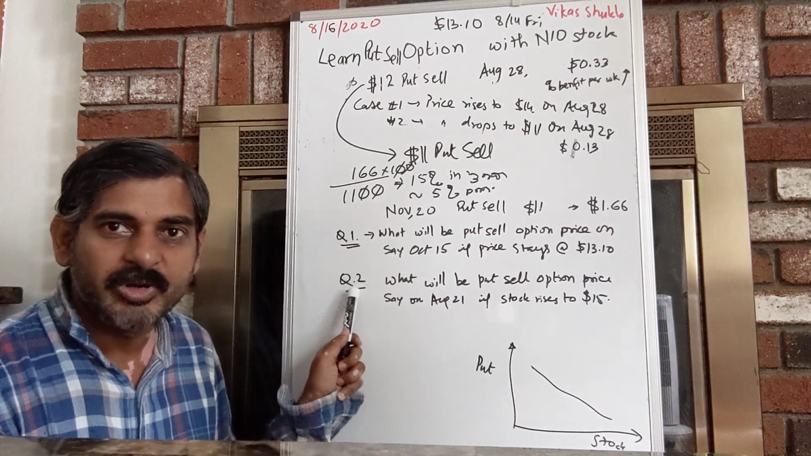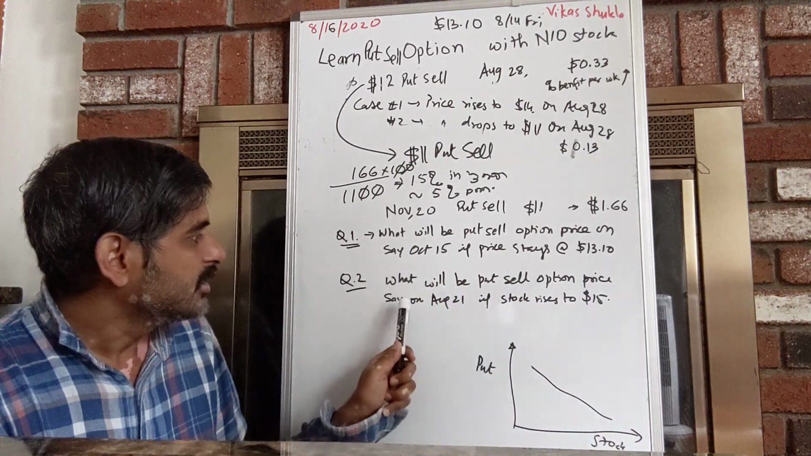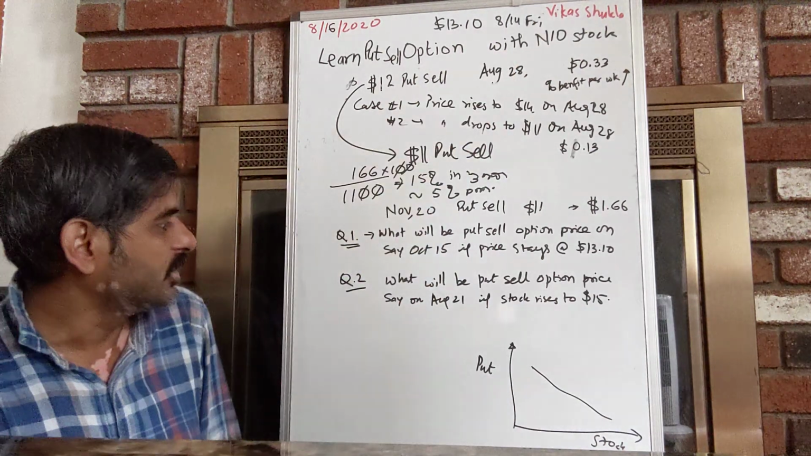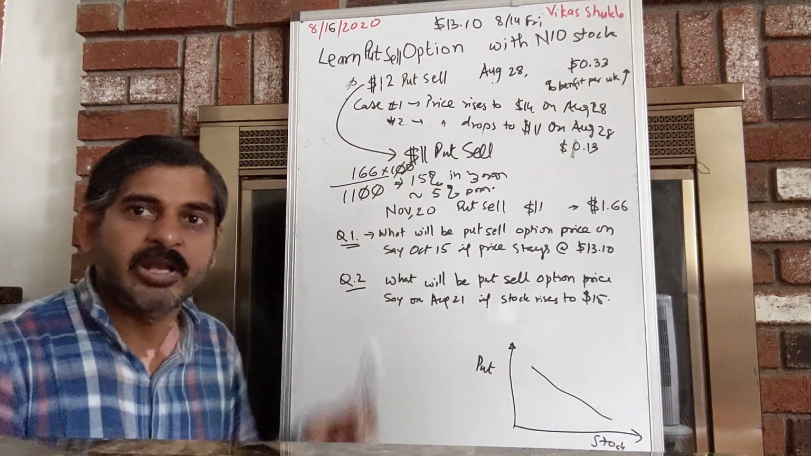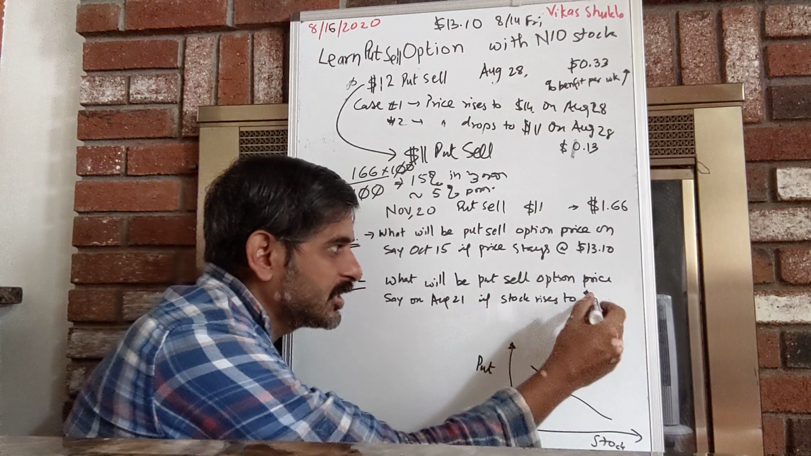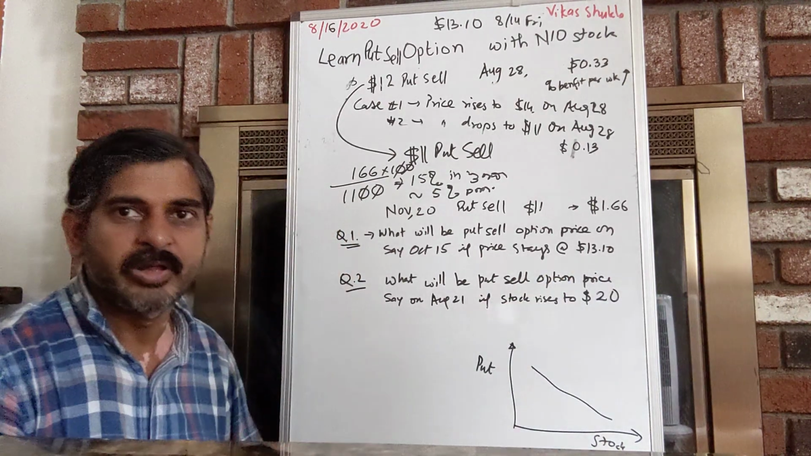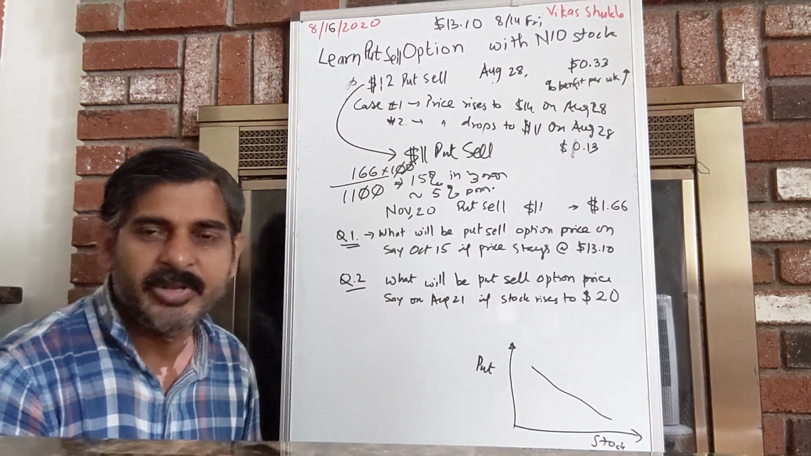I'll take question number 2 first. What will be the put sell option price? Right now, today is 8:14. On August 21st, the stock price suddenly shoots up to, let's say, to make it more extreme, $20. Some very good news came up very early, and something phenomenal happened.